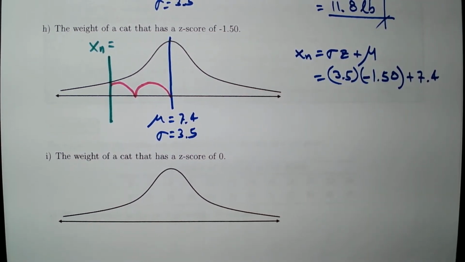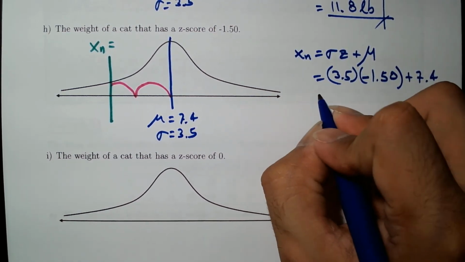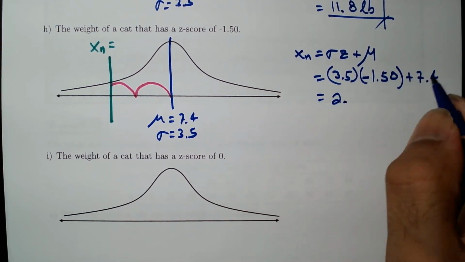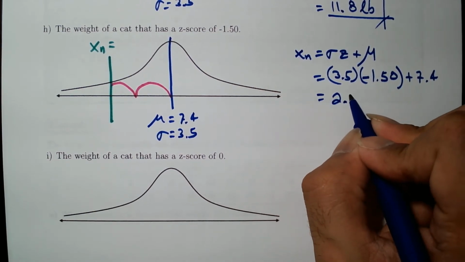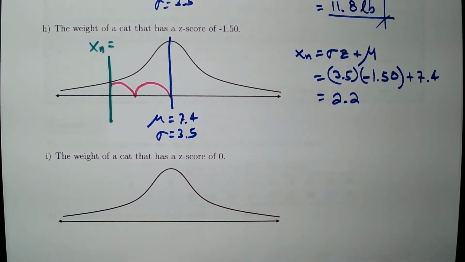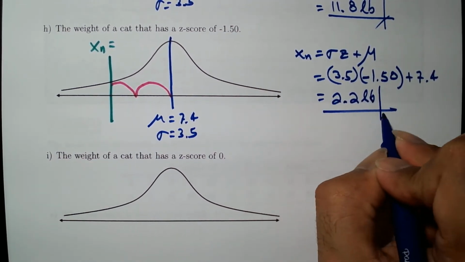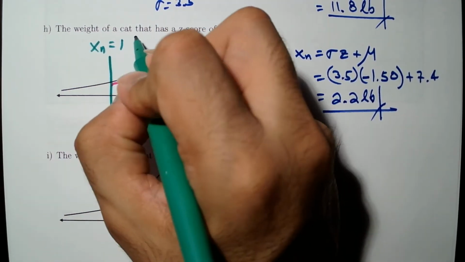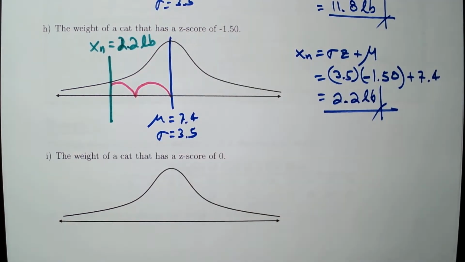Okay, if we use a calculator over here, we are going to get 2.15, but I'm going to round this to 2.2. Again, we are rounding to one more decimal place than what we have in the original data set. We have integers, so we round all calculations to 1 decimal place. So 2.2 pounds.